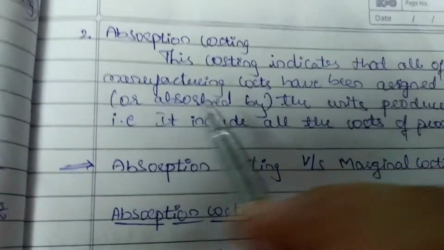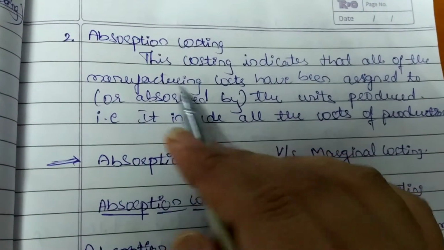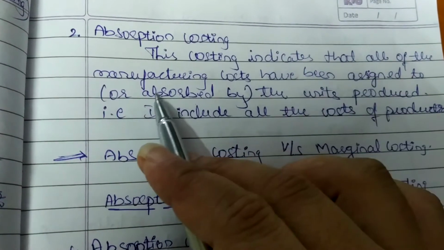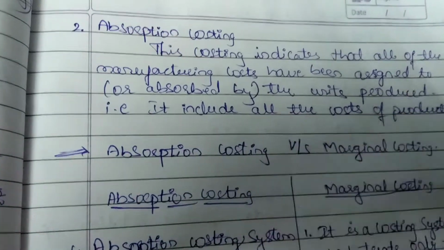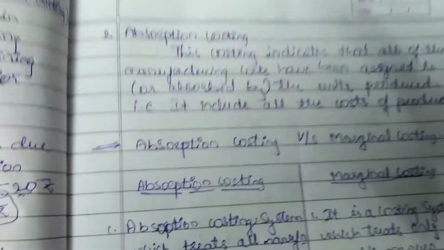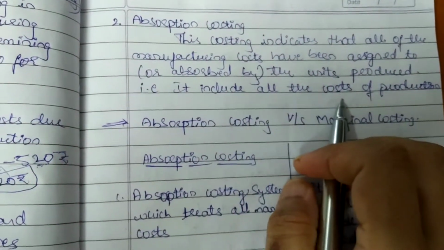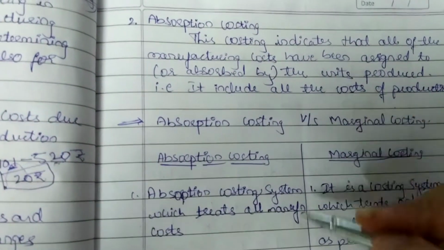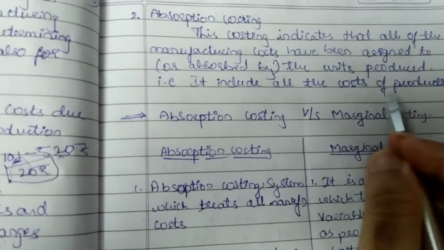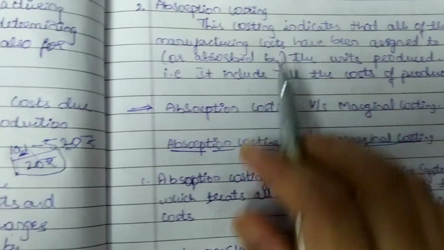Now, absorption costing. This costing indicates that all of the manufacturing costs have been assigned to or absorbed by the units produced. That is, it includes all the costs of production, whether direct or indirect, fixed or variable. Both are taken into consideration as manufacturing cost.